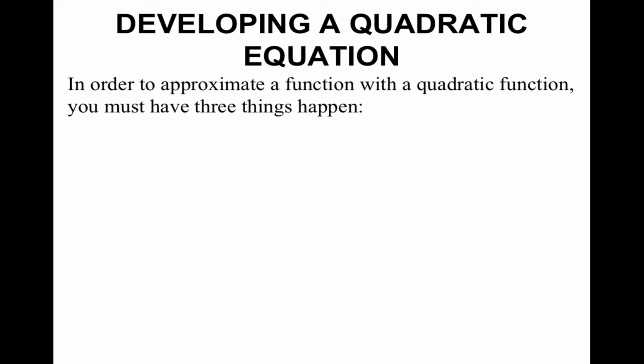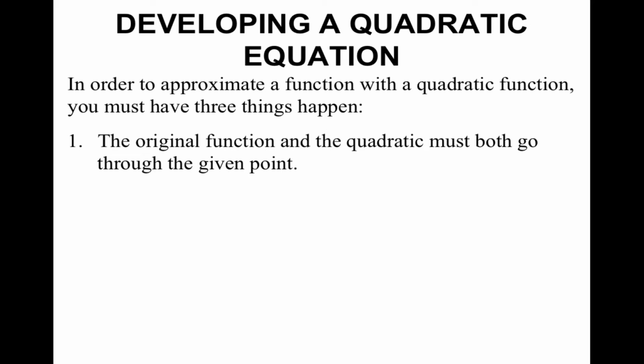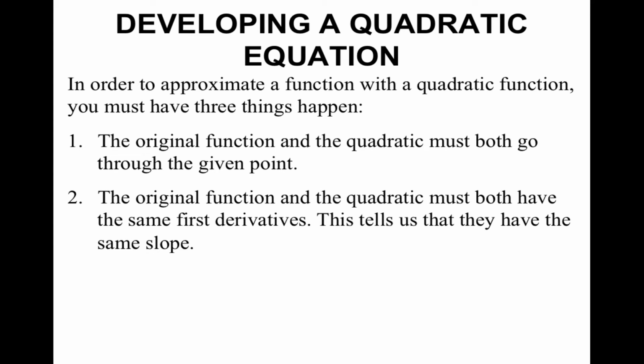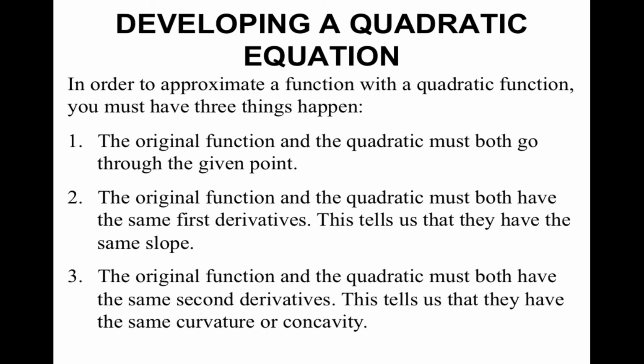In order to approximate a function with a quadratic function, you must have three things happen. The first is that the original function and the quadratic must both go through the given point. Second, the original function and the quadratic must both have the same first derivatives. This tells us that they have the same slope. And third, the original function and the quadratic must both have the same second derivatives. This tells us that they have the same curvature or concavity.